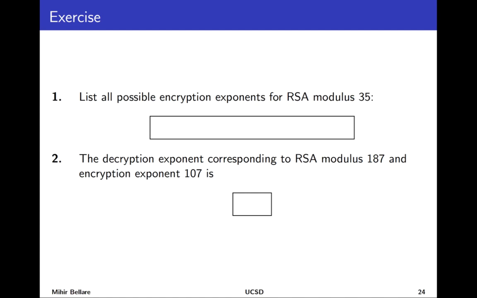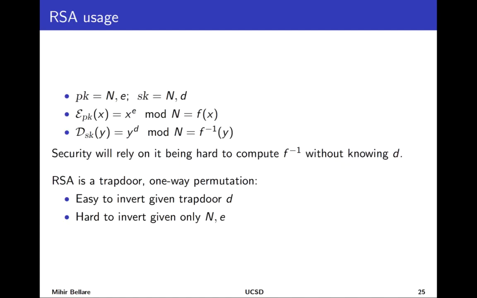So here's a little exercise to play with that type of stuff. When we set up RSA for usage, what we do is that the public key will be the modulus n and the encryption exponent e. The secret key will be the same modulus n and decryption exponent d. Now, it's only d that's really secret. The modulus n is in both places, but formally it's useful to think of the modulus as part of the secret key.